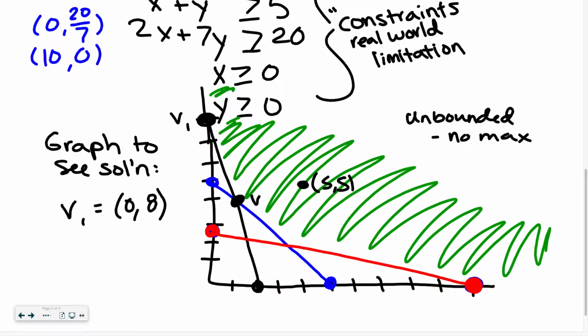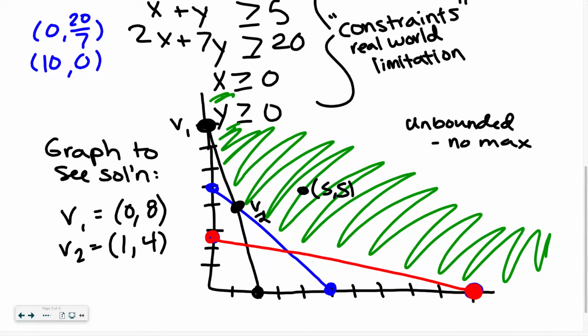We have a vertex right here with the black and the blue line. I'll call it V sub 2. Looks like V sub 2 is where? 1, 4. Okay, now remember from previously, you can't just say that. You have to make sure that's right.